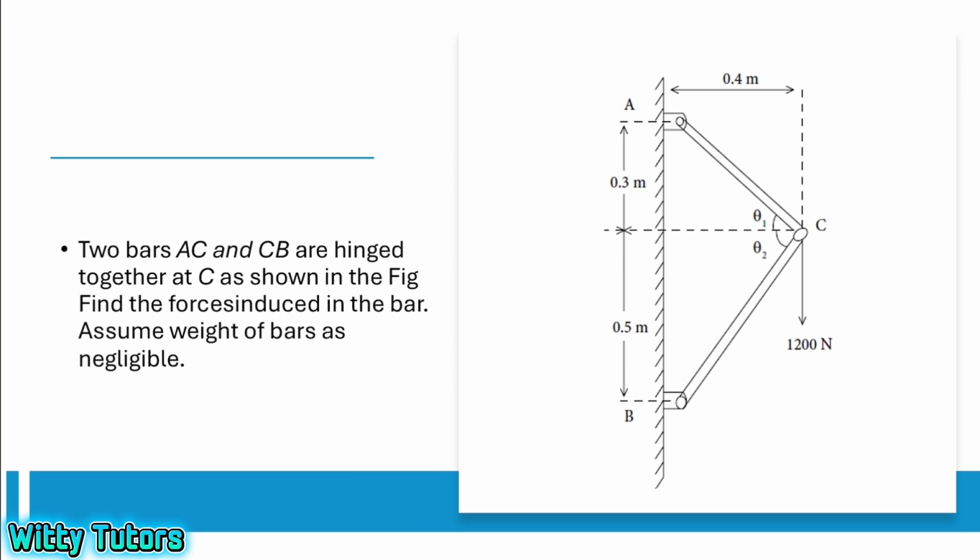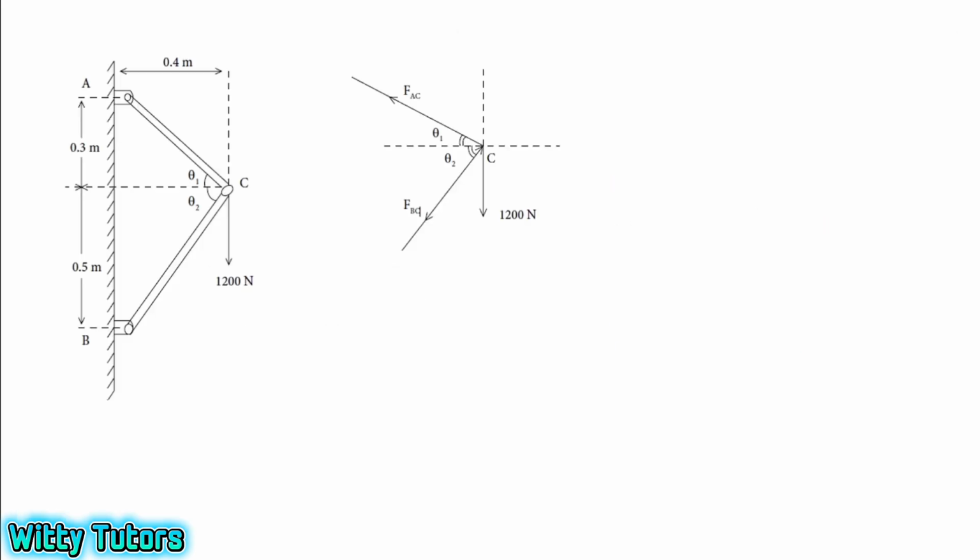Okay, so there are two bars, AC and CB, which are hinged at the point C. We need to find out the forces in AC and CB bars. The figure is given and all the dimensions are given. So first, we are going to assume that both bars AC and CB are in tension. Considering that, we are going to draw a free body diagram.